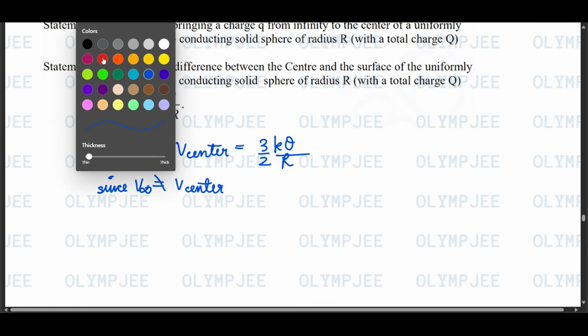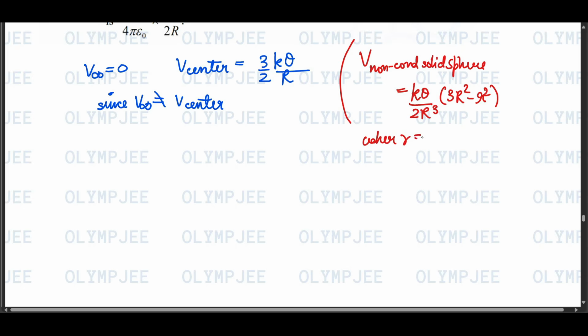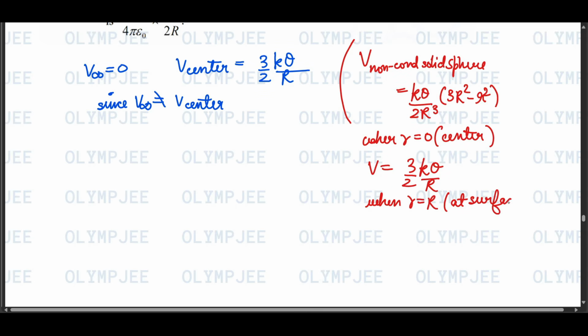This potential at center I have written due to this formula that we know: V of a non-conducting solid sphere is given as this. When r is 0, that means at center, the potential becomes equal to 3/2 KQ by R, and when r is equal to R, that means at surface, the potential becomes equal to KQ by R.